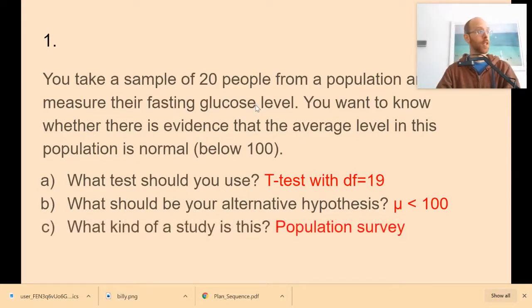And this is a population survey. It's not a cohort study because we're not following people over time. And it's not an experiment because we did not impose any sort of treatment on them.